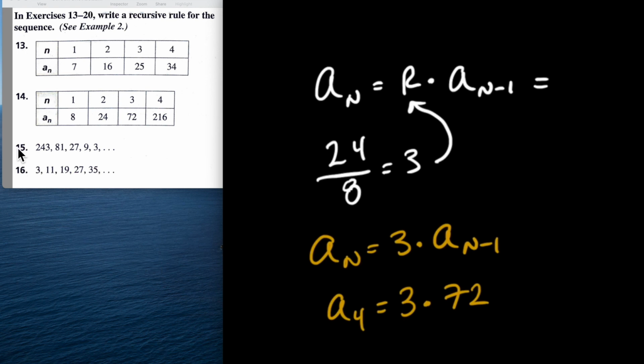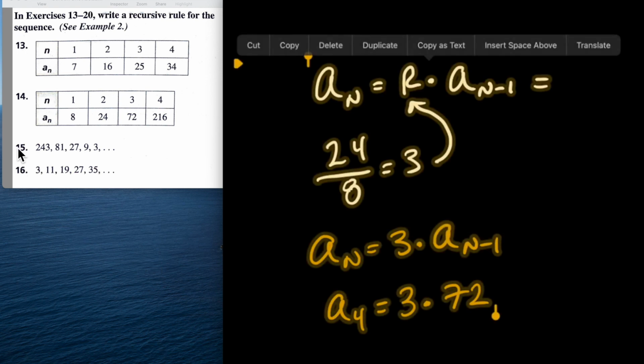Let's look at this one down here. Here it looks like our ratio is decreasing. A fraction. How do I know that? Because we're decreasing. Now when you're in a situation like this, you're looking for a common ratio, work with the smaller numbers. So 3 divided by 9 is 1/3. 9 divided by 27 is 1/3. So our r value is going to be 1/3.